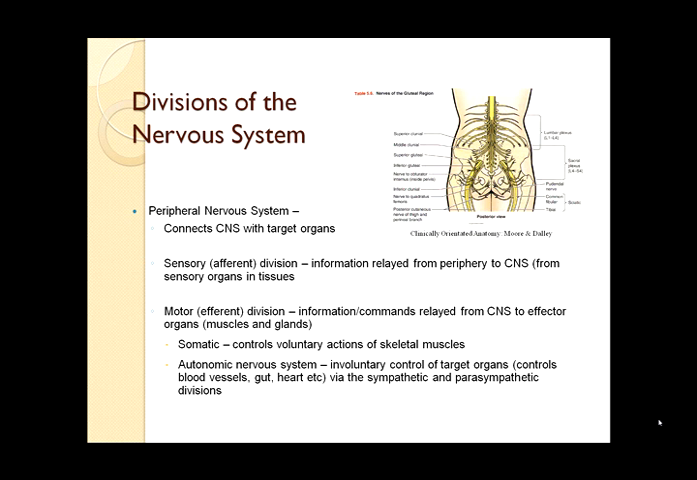The efferent system is subdivided into the somatic portion, which has the effect of controlling skeletal muscle, and the autonomic portion, which has the effect of controlling target organs and blood vessels.